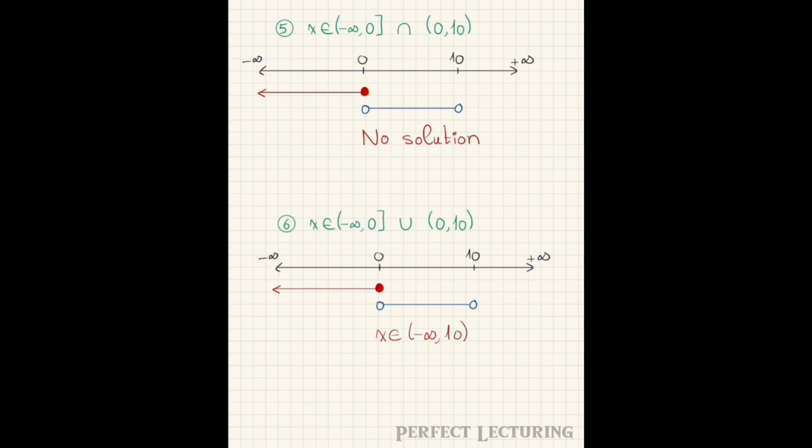So in general, in the case of an intersection, if we have two circles on top of each other where one is full and one is empty, we do not consider the value because it is not a common value. However, in the union case, if the same scenario happens, we do consider it because again, the union is more flexible and it is sufficient that x belongs to at least one of the intervals.